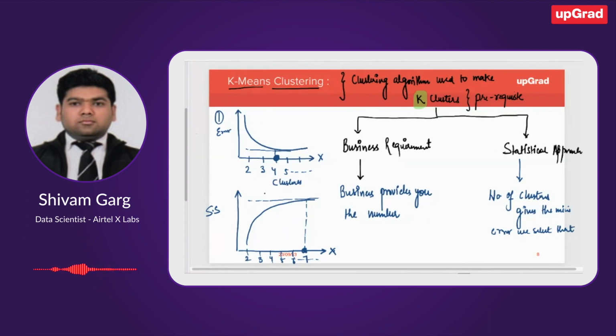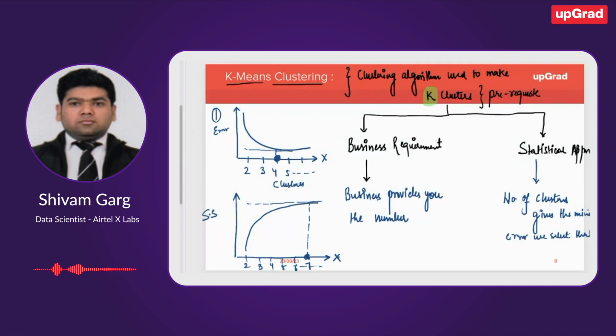So first of all, let's discuss the elbow method. In the elbow method, on the y-axis we have the error, and on the x-axis the number of clusters. On the x-axis we have different values of clusters. If you take 2 clusters, what would be the error? 3 clusters, what error? 4 clusters, what error? 5 clusters, what error? And we plot that curve.